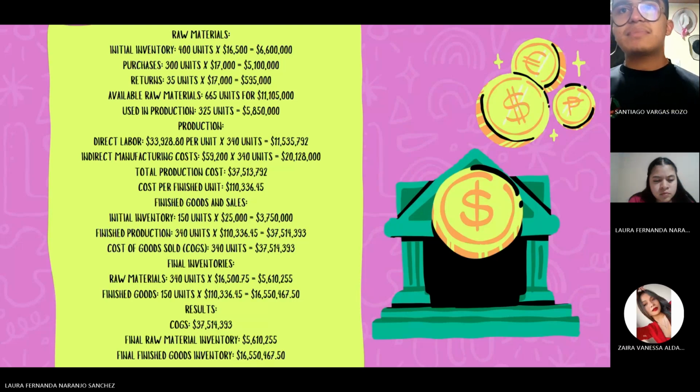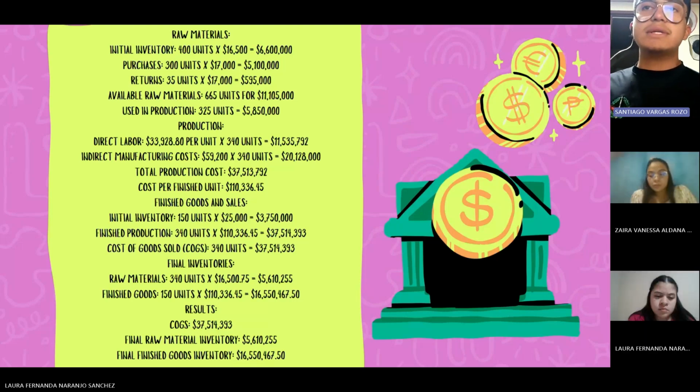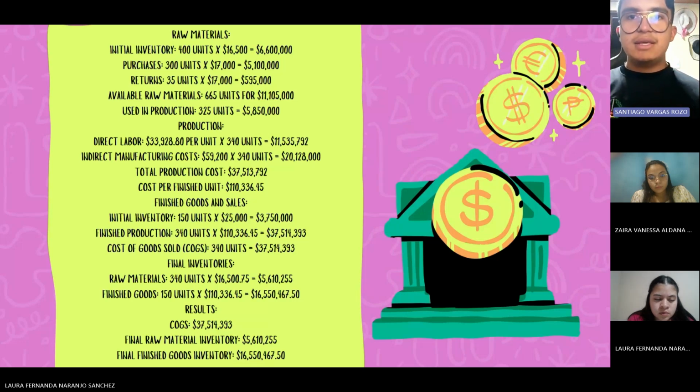This gives a total of 16,550,467 pesos. And the results: cost of sales, $37,514,393. The final raw material inventory, $5,602,250. And the last one is the final finished goods inventory, $16,550,467. And that is all for the example of this topic.